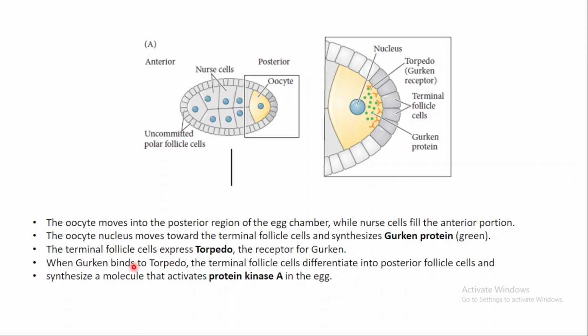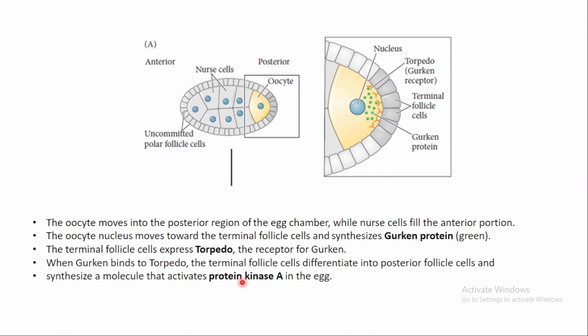So what happens when Gurken binds Torpedo, the receptor for Gurken? When Gurken binds to Torpedo, terminal follicle cells differentiate into posterior follicle cells and synthesize a molecule that activates protein kinase A in the egg. So these terminal follicular cells will now take the identity of posterior follicle cells. And what they will do, they will synthesize what is called protein kinase A.